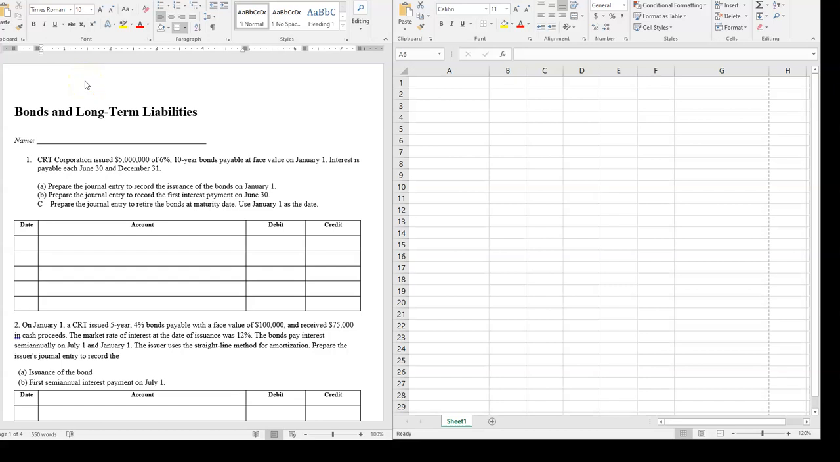Hi, this video is going to go over the answers to the problems after you work the sheet called Bonds and Long-Term Liabilities. So the things that we'll be doing in this is issuing bonds, paying interest, which includes the amortization of the discount or premium, and then recognizing a gain or loss on early redemption of a bond, and then finally looking at an amortization schedule for an installment note.